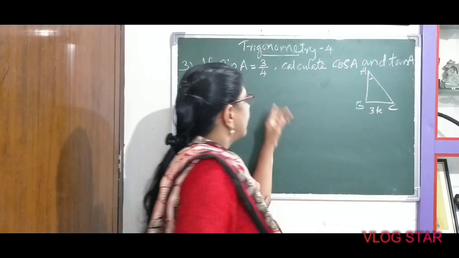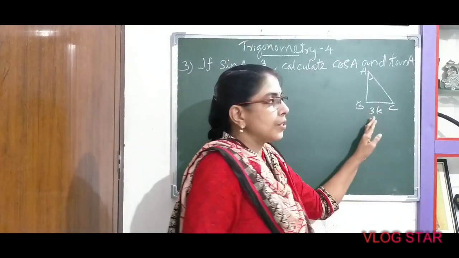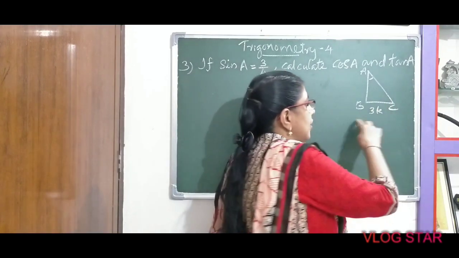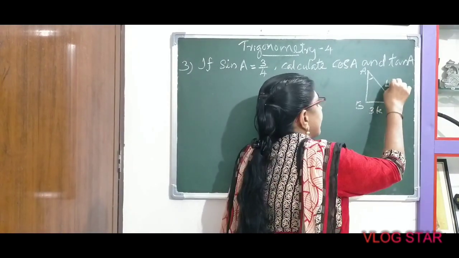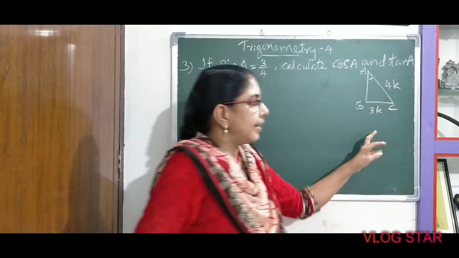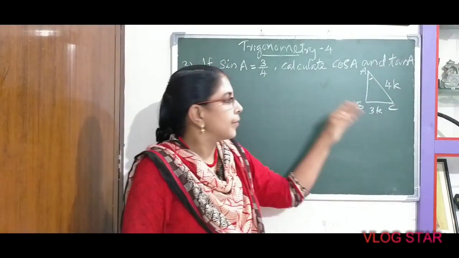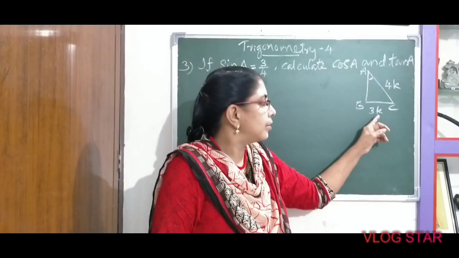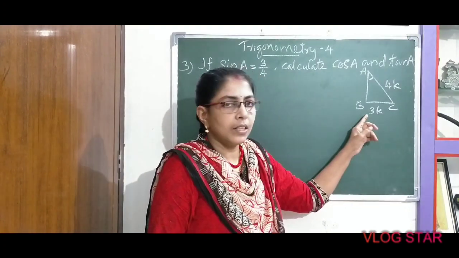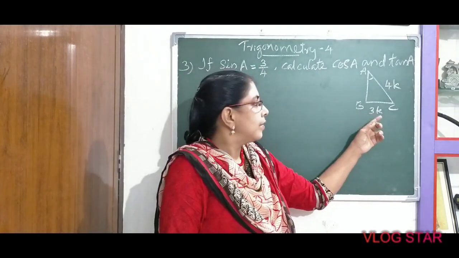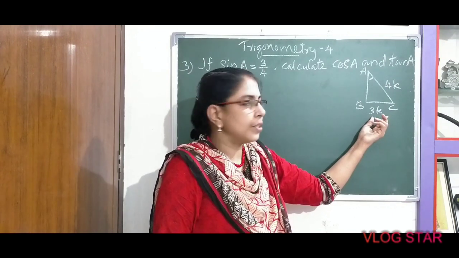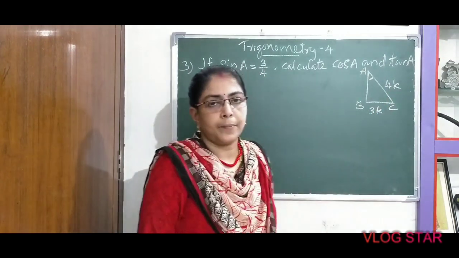And the hypotenuse. Opposite side upon hypotenuse, that is BC upon 4K. Why are we adding this K? Because sin A is a ratio. Therefore, you have to add a constant with this number. Therefore, we have to write 3K as the opposite side and the hypotenuse as 4K.